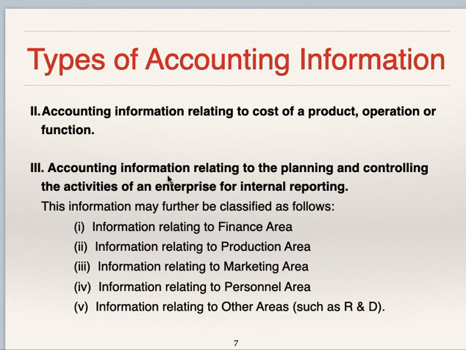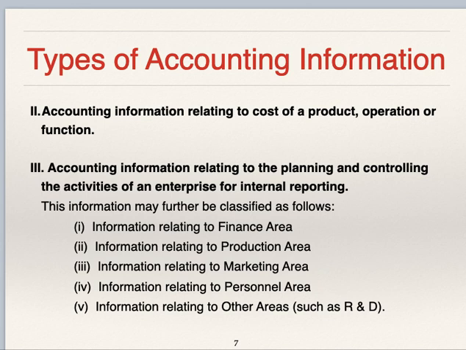Third is accounting information relating to planning and controlling the activities of an enterprise for internal reporting. Accounting information relating to planning and controlling. So this is management accounting information for discharging various managerial functions like planning, organizing, coordinating, control, decision making. Managers need this information.